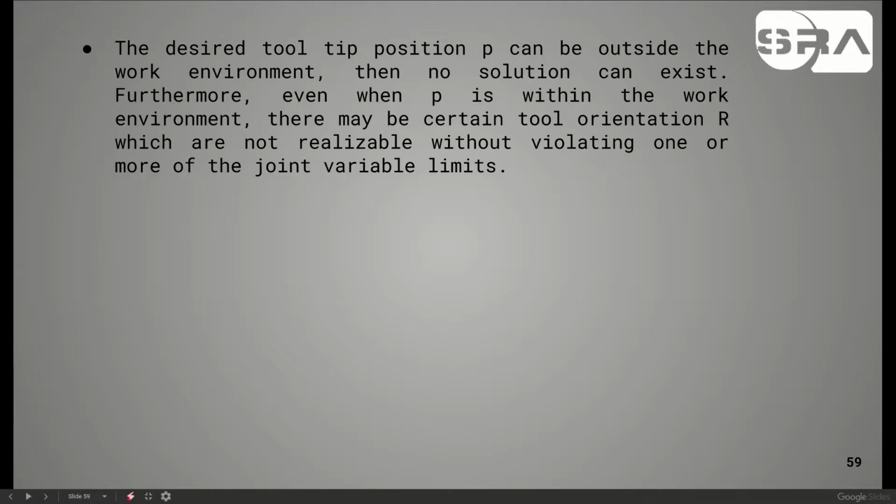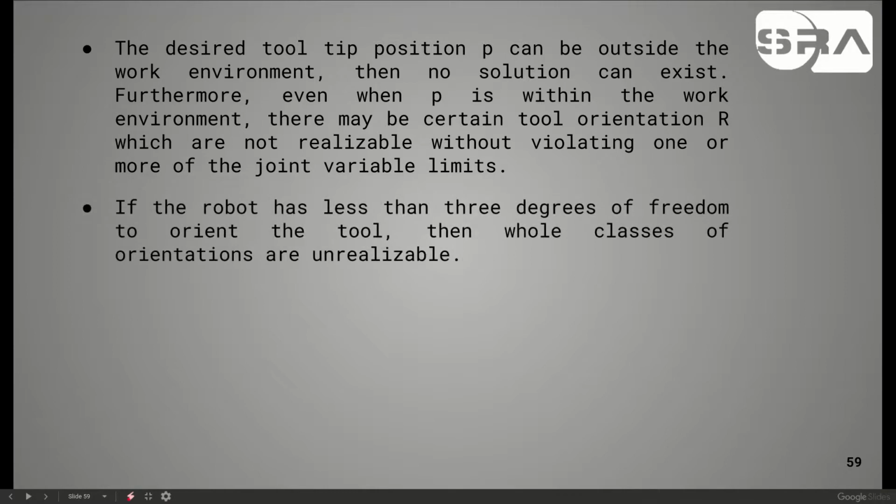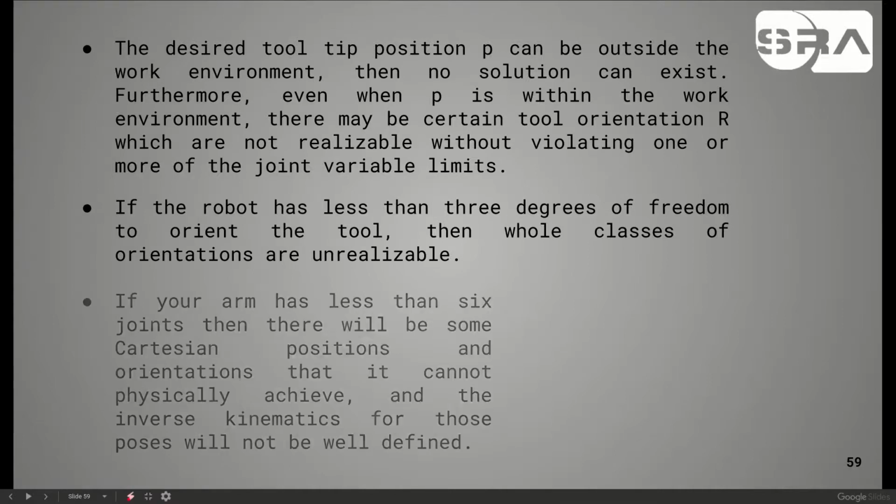The next thing is that in robots with less than 3 degrees of freedom, a lot of area is unrealized. Unrealized in the sense that the end effector cannot reach a lot of places. Basically, a lot of places are missed out by the robot. Even with robots having less than 6 DOF, say around 5, a lot of points are missed in 5 DOF robots as well.